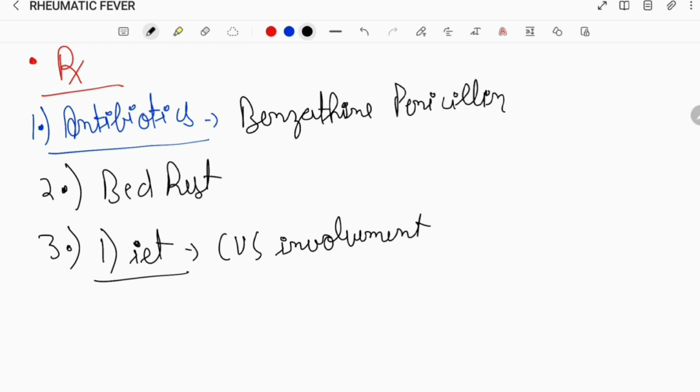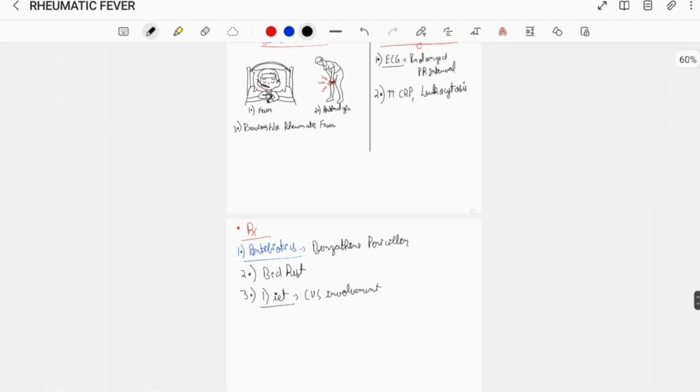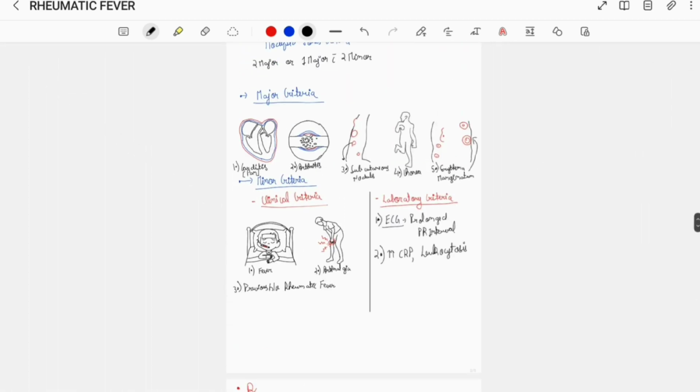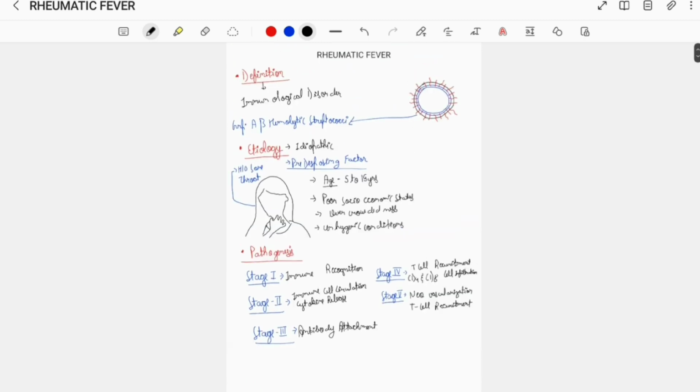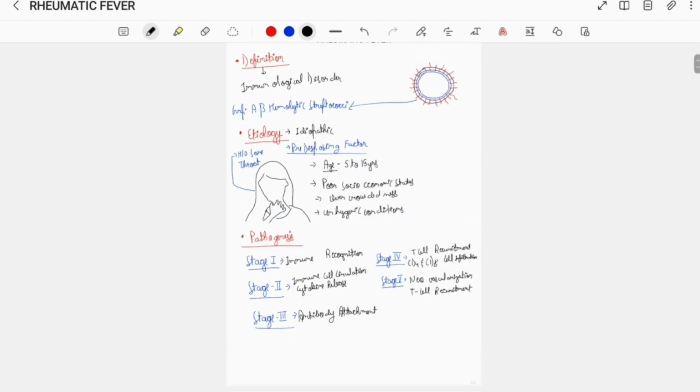So this was all about rheumatic fever in brief. Here is the overview of what I have discussed.